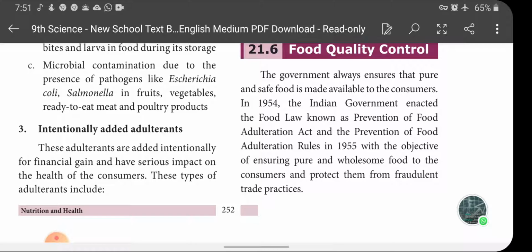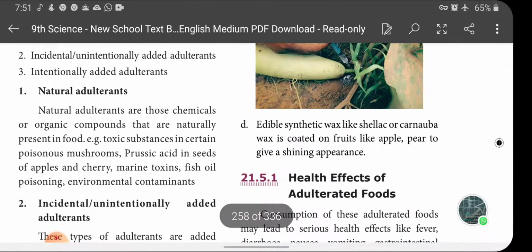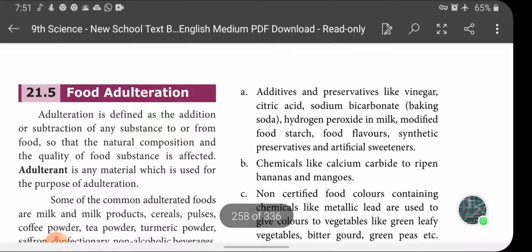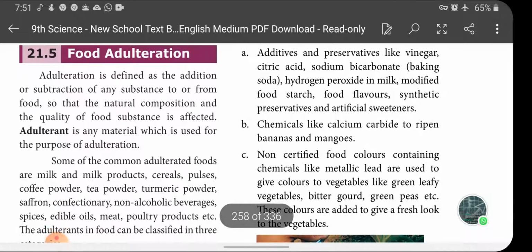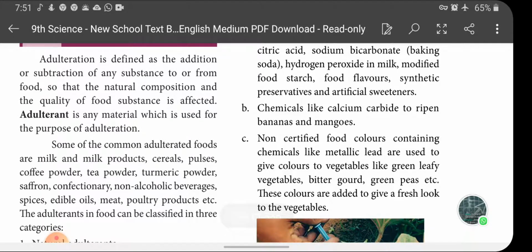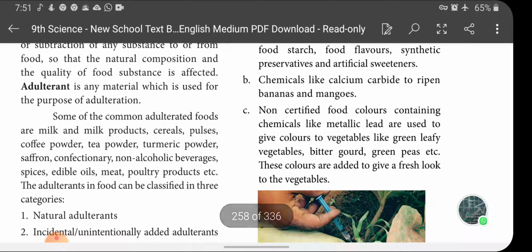These adulterants are added intentionally for financial gain and have a serious impact on the health of the consumers. These types of adulterants include additives and preservatives like vinegar, citric acid, sodium bicarbonate, that is baking soda, hydrogen peroxide in milk, modified food starch, food flavors, synthetic preservatives and artificial sweeteners. These are examples. Then chemicals like calcium carbide to ripen bananas and mangoes.